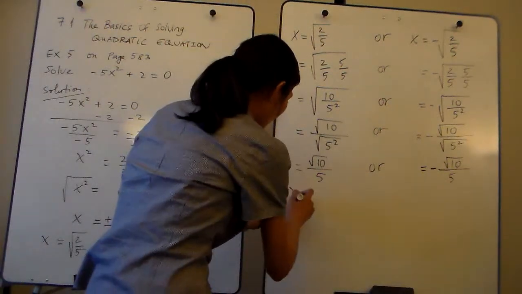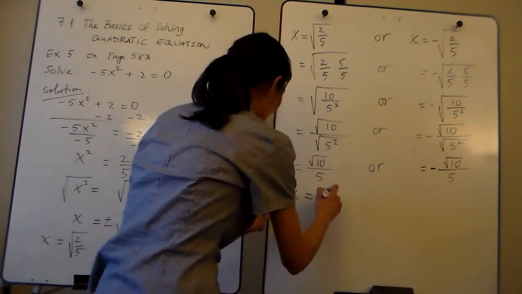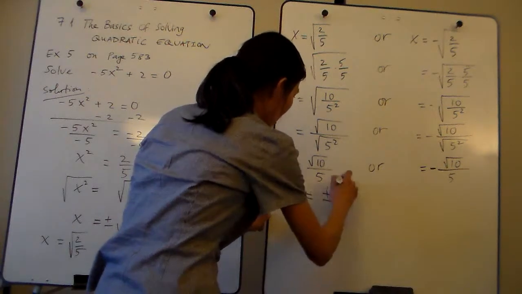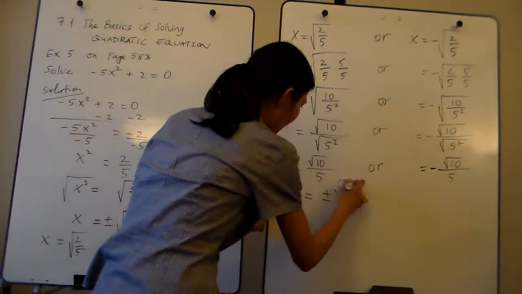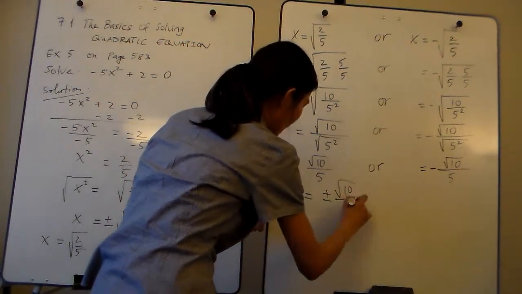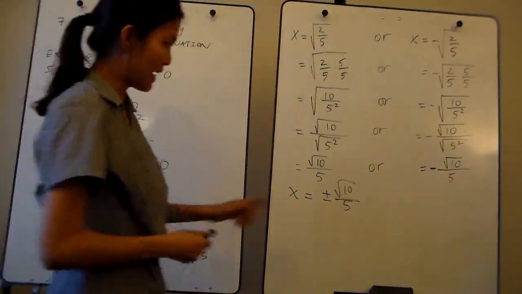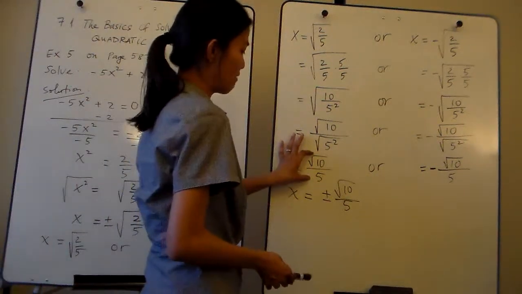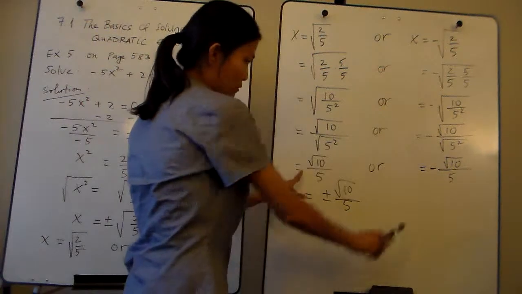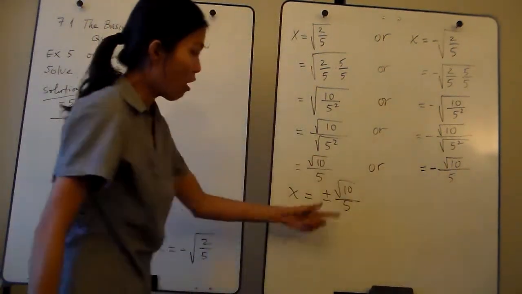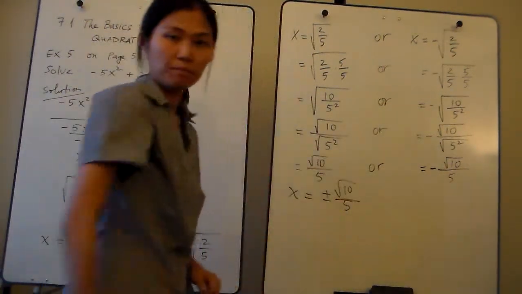So another way of writing this solution, you can say x equals positive or negative square root of 10 divided by 5. Do you see that they are identical? Square root of 10 divided by 5. The only thing different is plus or minus. So you can put both solutions in this form.